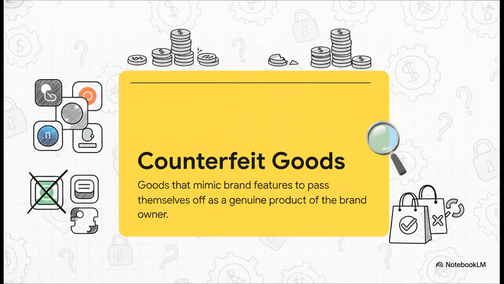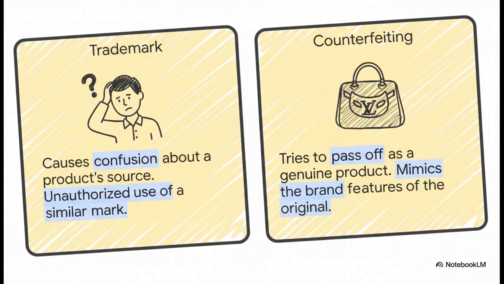Counterfeiting, on the other hand, is just flat-out deception. It's not about causing confusion, it's about trying to pass your product off as the real deal. It's making an exact or near-exact copy to trick people. So here's probably the simplest way to think about it. Trademark infringement creates confusion about whether your app is connected to a brand. Counterfeiting is pure imitation. It's pretending your app is that brand's product. And you can bet both are very serious violations.